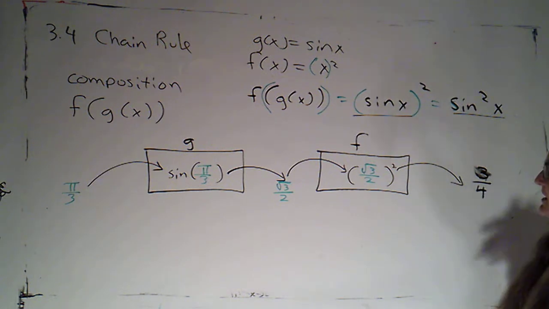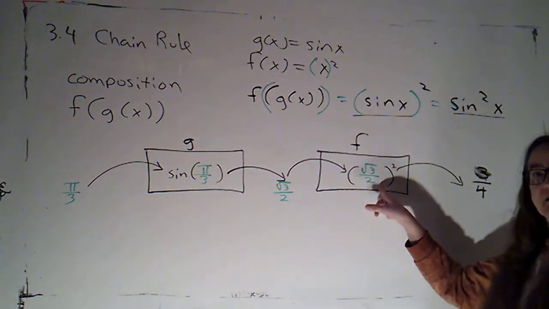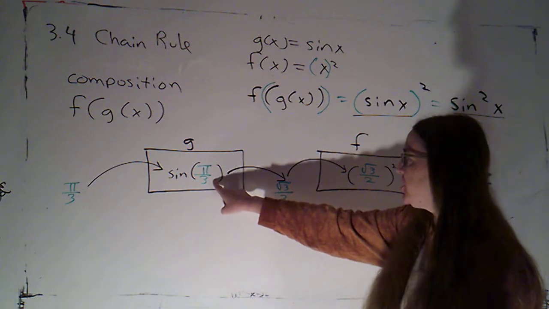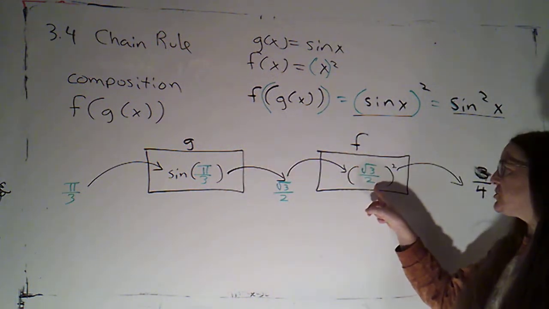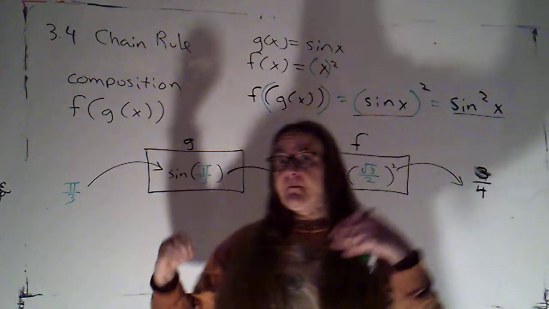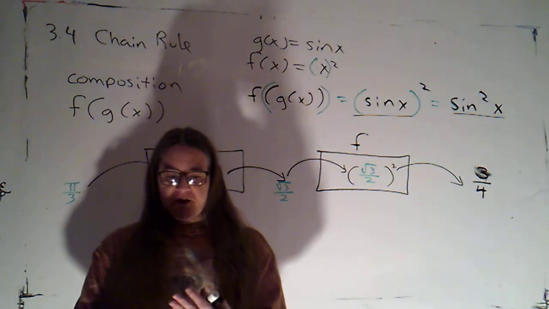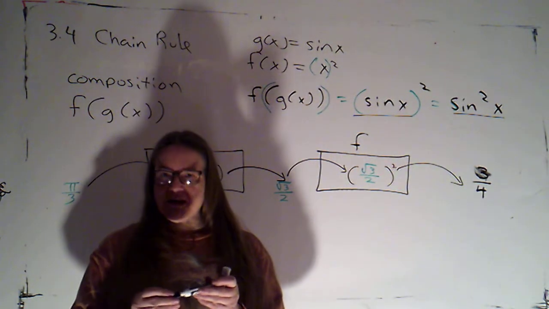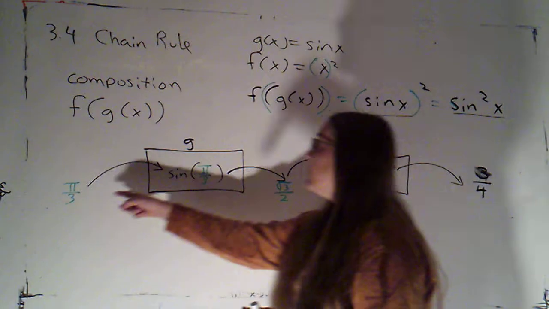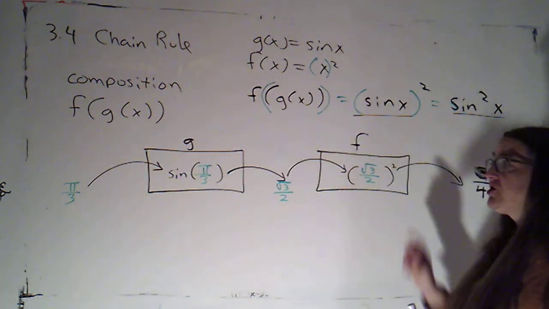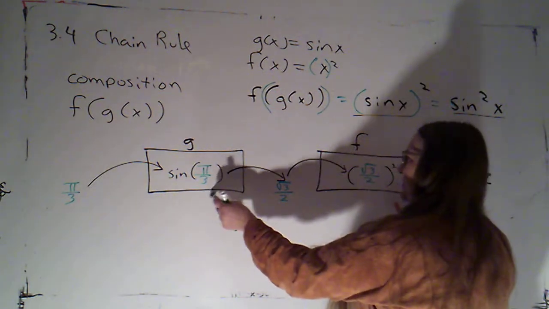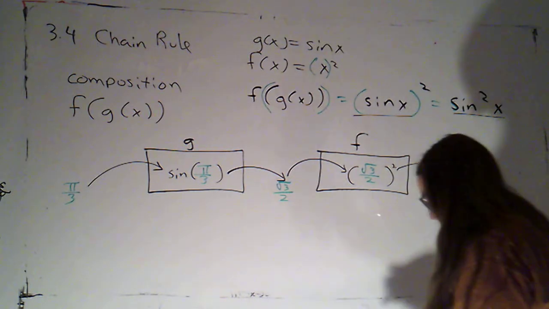One thing I want to emphasize here is that the numbers that I'm plugging into the two functions are not the same. Here I plugged in pi over 3 to g, but I plugged in root 3 over 2 to f. Okay? So that's different from when we combine functions with arithmetic. When we combine functions with arithmetic, we're plugging in the same input to both functions and then just combining the results using arithmetic. With composition, my input to each function is different. The input to the outside function is actually the output of the original function.